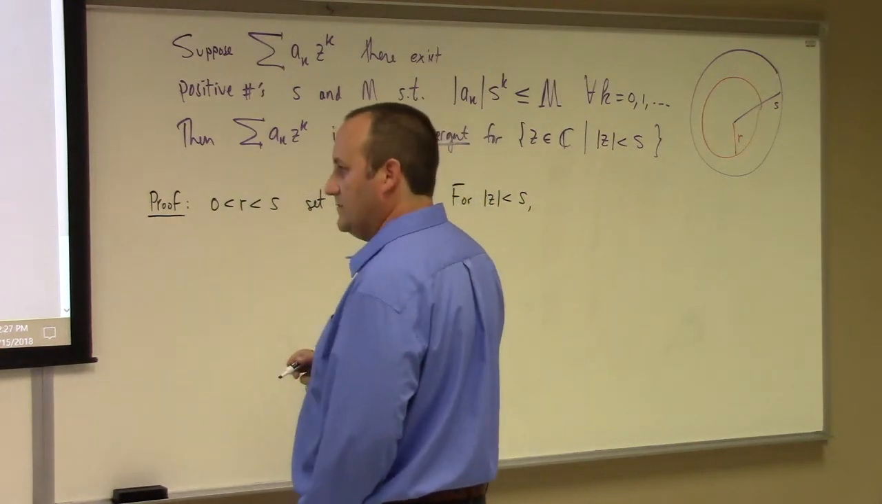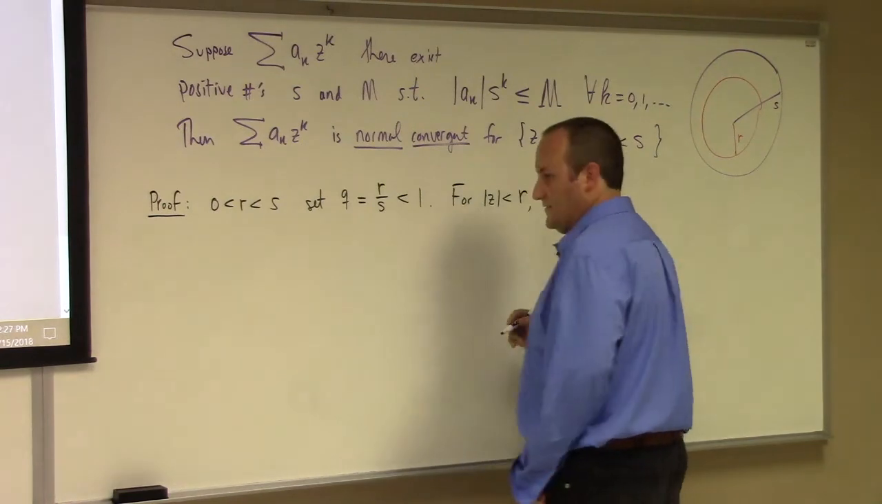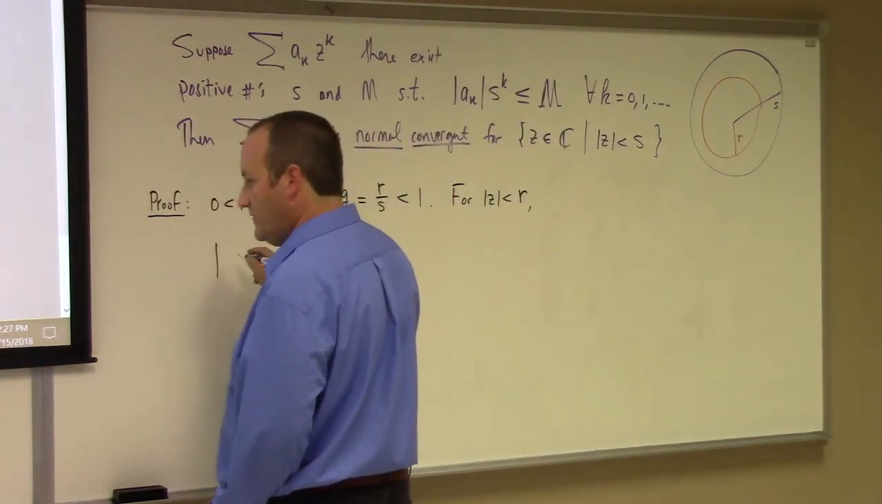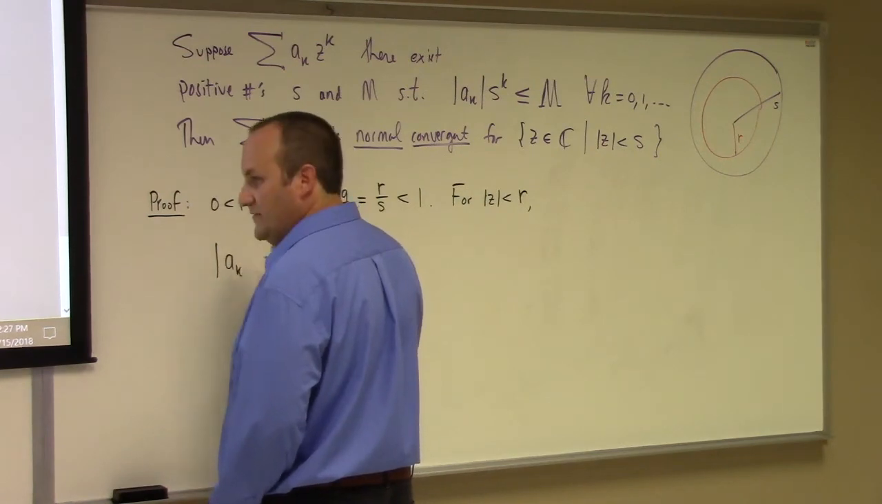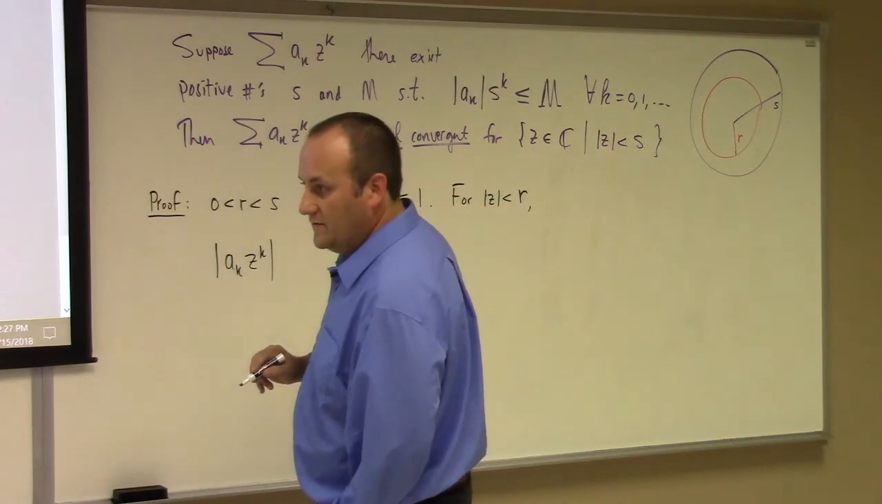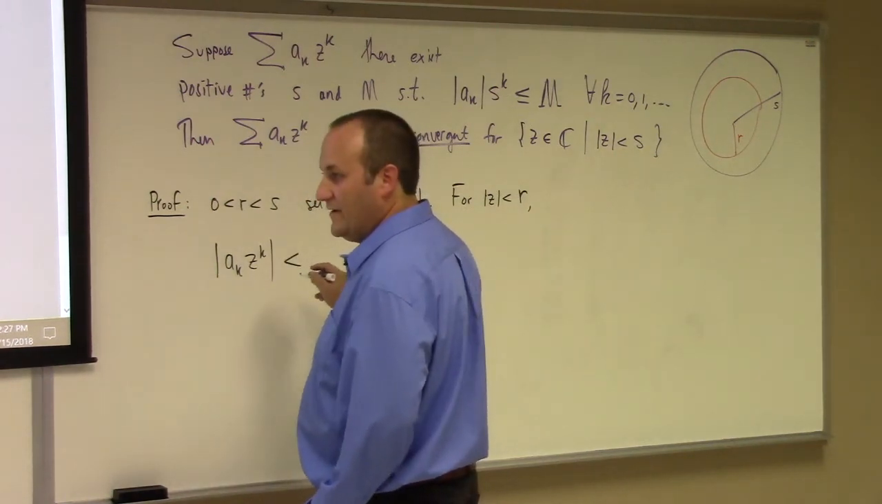Oh, wait a minute. No, not s, but what? R. For modulus of z less than r, we have the following. We have that the modulus of a sub k, which is the norm, so I guess I wasn't wrong. Absolute value of a sub k times z to the k is less than, can you just pick a term already?